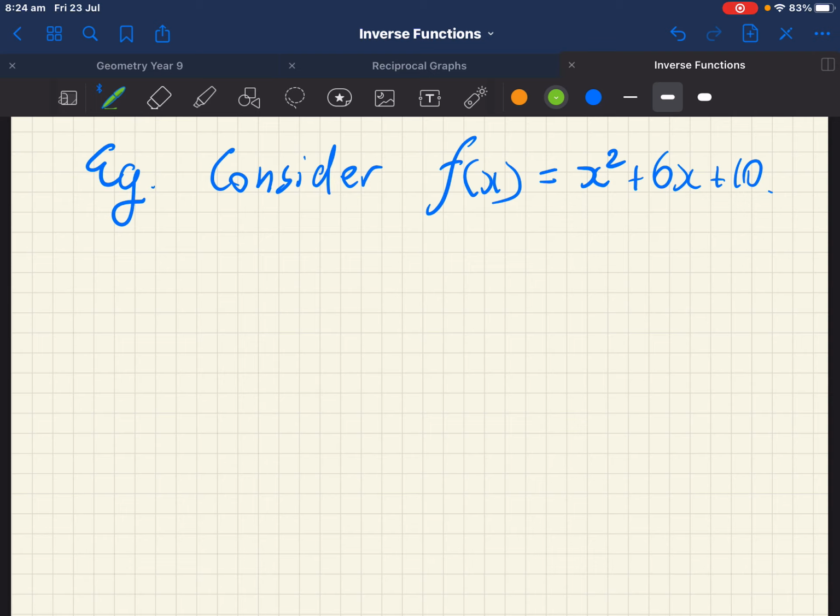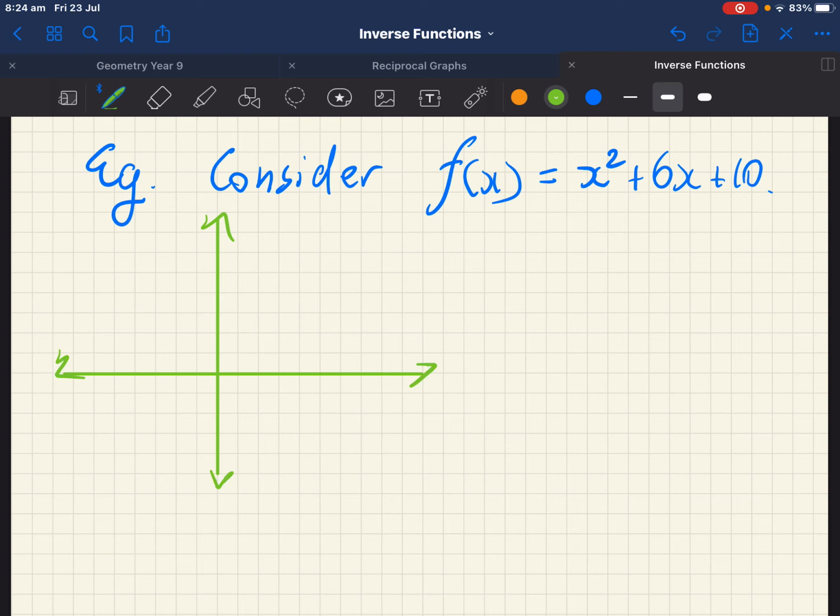So if you have a particular function, and this is a function, right? x squared plus 6x plus 10, it passes the vertical line test. We have a function here. Does it have an inverse? As it currently stands, no. We would actually need to restrict the domain of it. Let's have a look at what it is I am talking about.